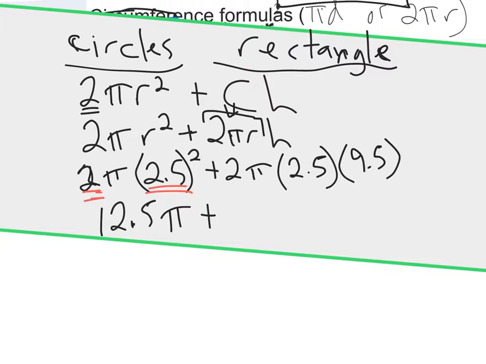And then the other part, same thing. We've got some numbers here. We've got a 2, we've got a 2.5, and we've got a 9.5 that we're going to multiply together.